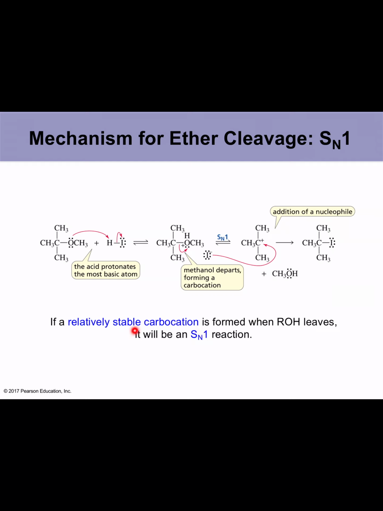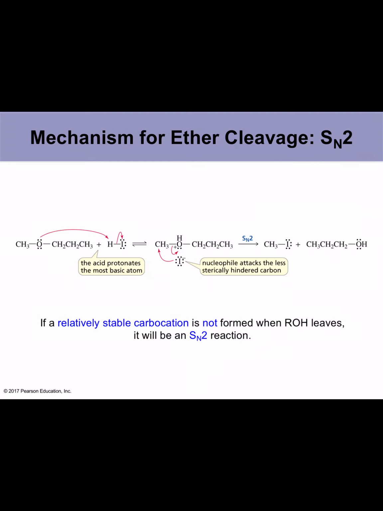If a relatively stable carbocation is formed when alcohol leaves, it will be an SN1 reaction. Now the mechanism for ether cleavage if it goes via SN2. You have a methyl group on this side, a propyl group on the other side, and this is the ether oxygen.